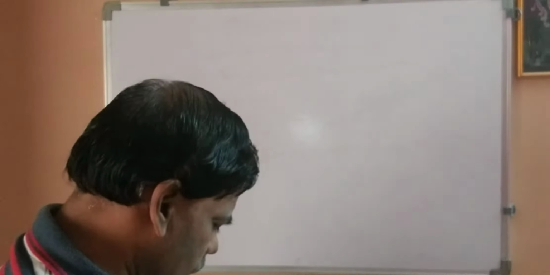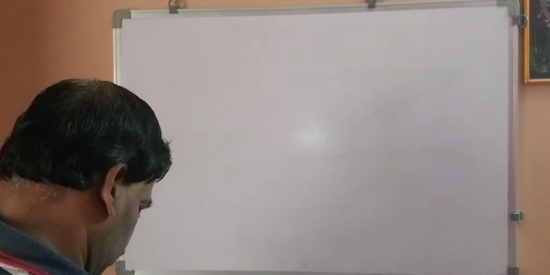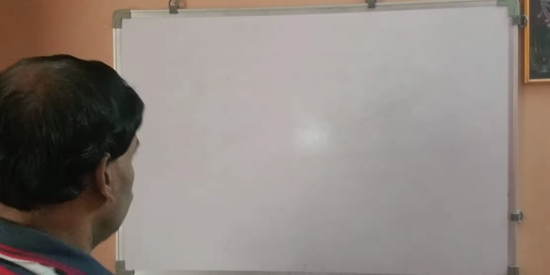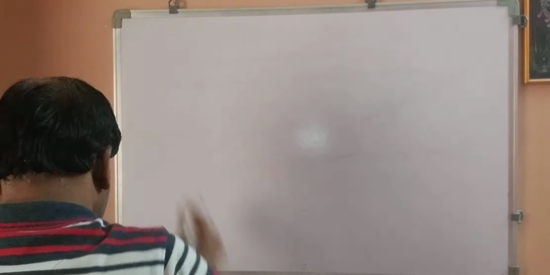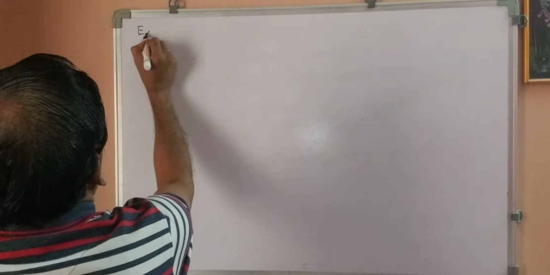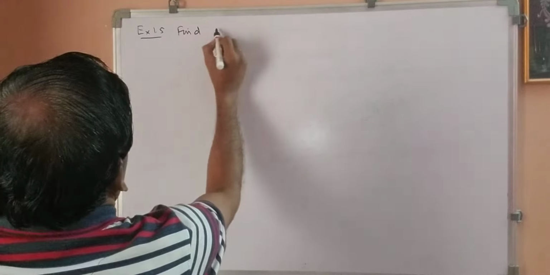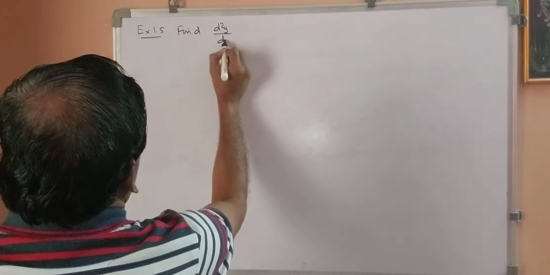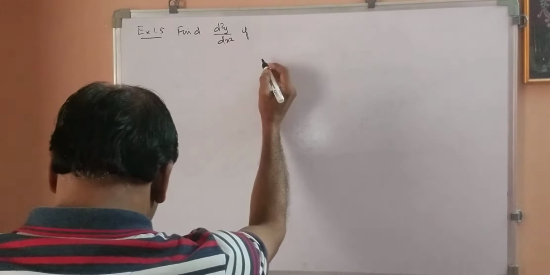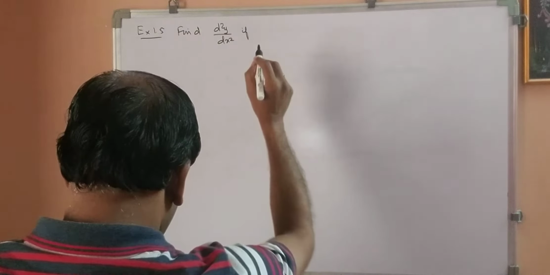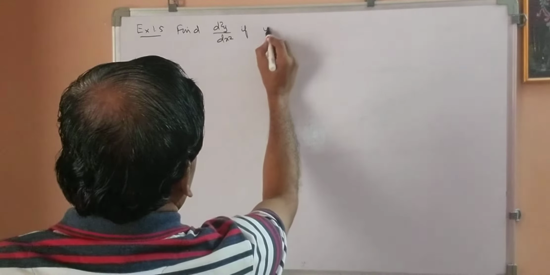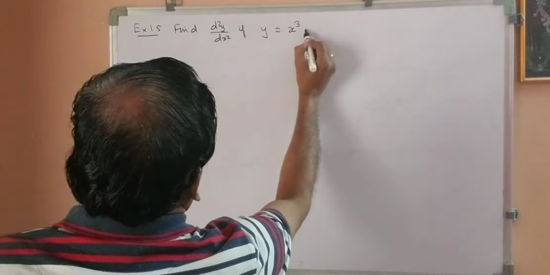Look at the first sum. Exercise 1.5. Find d square y by dx square if y equal to x cube log x.